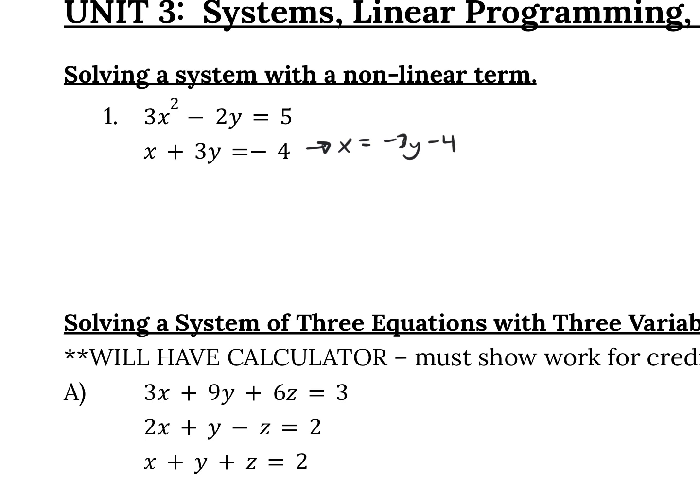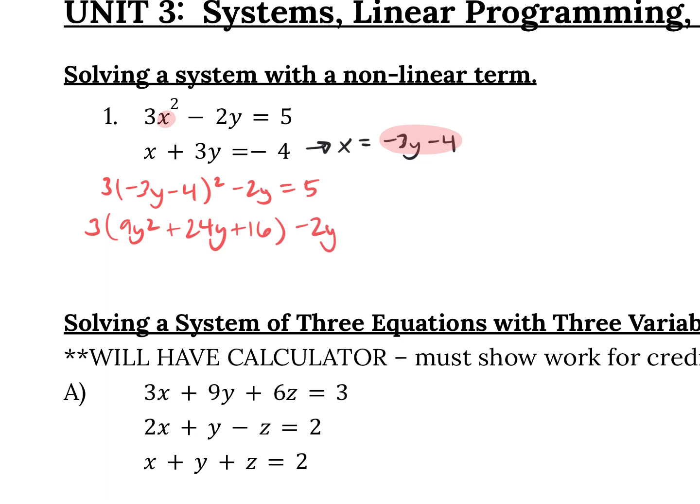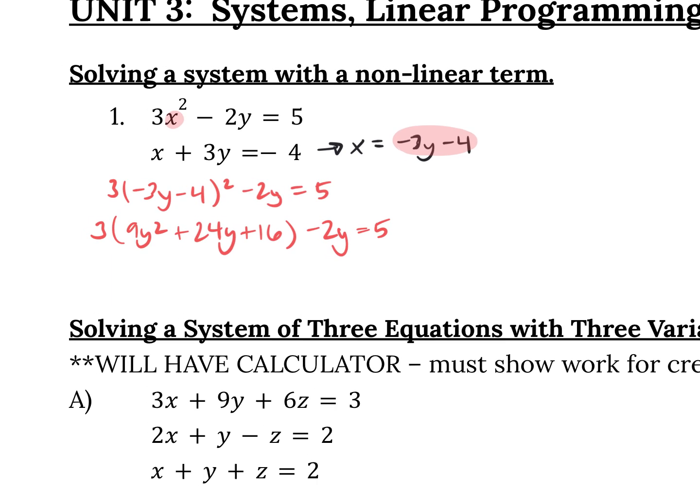Okay, then I'm going to take that and I'm going to plug this in where I see x. So I'm going to have 3 times negative 3y minus 4 squared minus 2y is equal to 5. Okay, from here I'm going to go ahead and factor this out. So I've got 3 times 9y squared plus 24y plus 16 minus 2y is equal to 5.